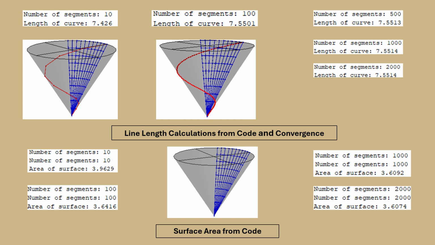7.5514 at 2,000 segments. The bottom image is of the surface area with 10 segments in both directions with an area of 3.9629. I continued the same process to get the surface area to converge by adding more segments like 100, 1,000, 2,000, and even going up to 10,000, but didn't get the area to converge completely. But I did get it pretty close at around 2,000 segments with a surface area value of 3.6074.